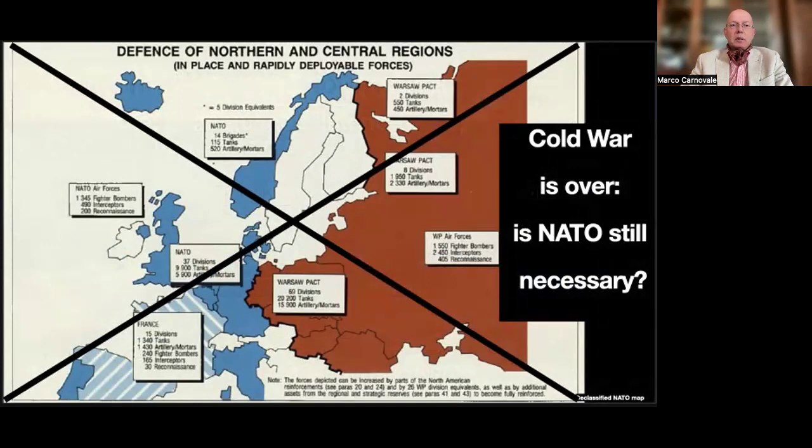and therefore people started to ask, is NATO still necessary? This is a map of NATO, a real map used by NATO for planning purposes that was declassified at the end of the Cold War. And you can see here that all these numbers all of a sudden don't make any sense anymore. And so here we are: 1989, the Berlin Wall is down, 1990, the Warsaw Pact is dissolved, 1991, the Soviet Union ceases to exist. Do we still need NATO? Is it something that still makes sense? And if so, does it have to change?